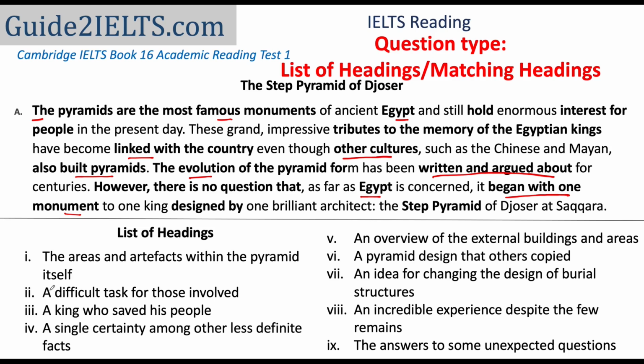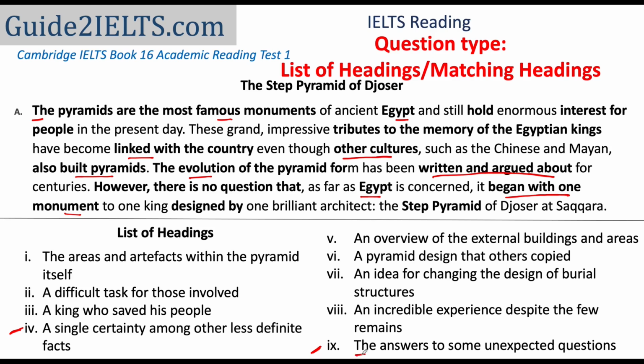Now we start looking at the headings. As we go through the headings, we start eliminating or crossing out the headings we know for sure cannot be the heading to this one. So I start going through one heading at a time. Of all the headings that we have here, the only two possible options for this one could be 4th and 9th. Let's look at these two closely.